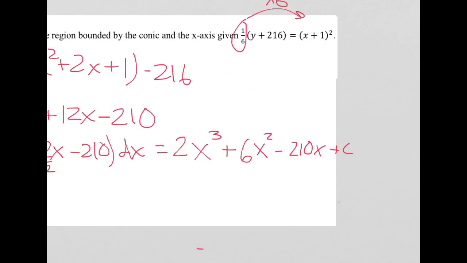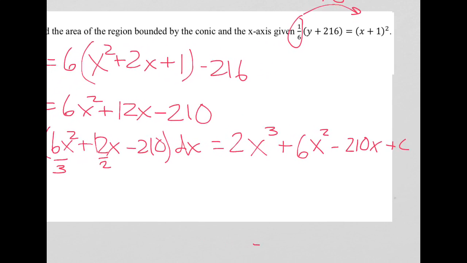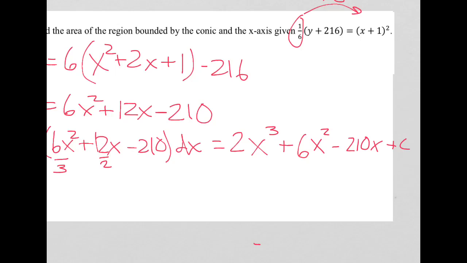It would have a plus c, but we need to evaluate a definite integral, which means we will be looking between specific x values and subtracting the lower value from the higher value, which means we would be adding c and subtracting c, so it's not going to affect a definite integral. So I just said indefinite. I'm going to say definite.